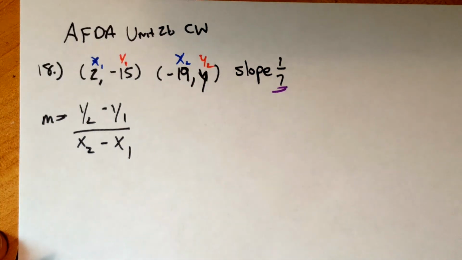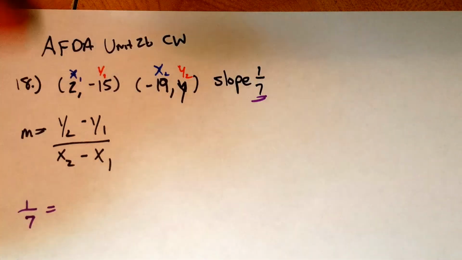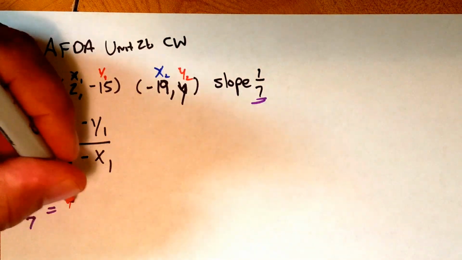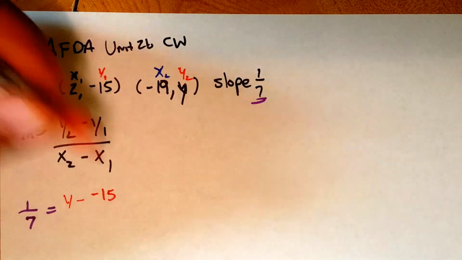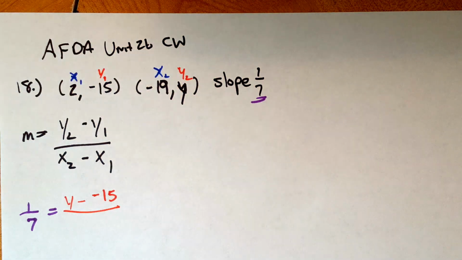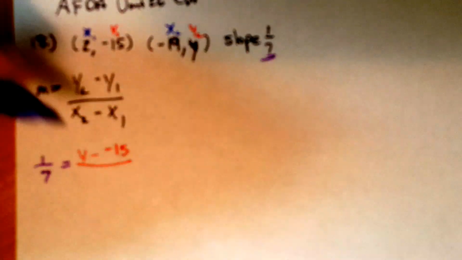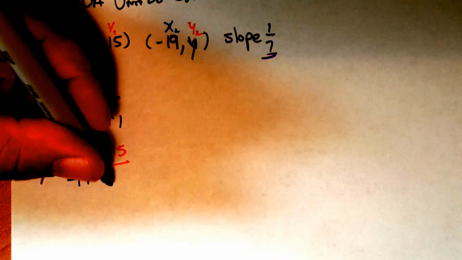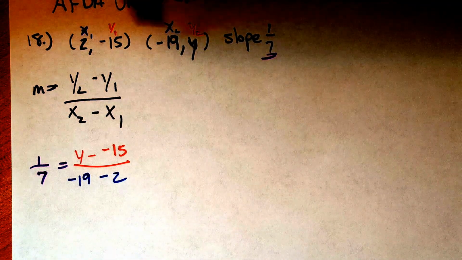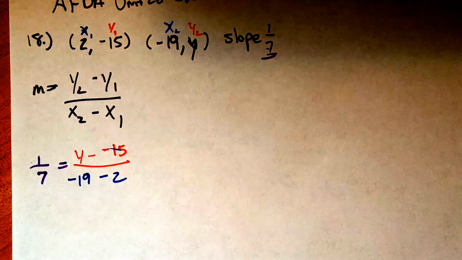So let's write my equation. My slope is 1/7, and that's going to be equal to y2 minus y1, so that's in orange. So y minus a negative 15, again, making sure I take that into account, and x2 minus x1, which will give me negative 19 minus 2. So again, color-coded so you don't lose track. My oranges are my y's, my purple is my slope, and my blues are my x's, okay?